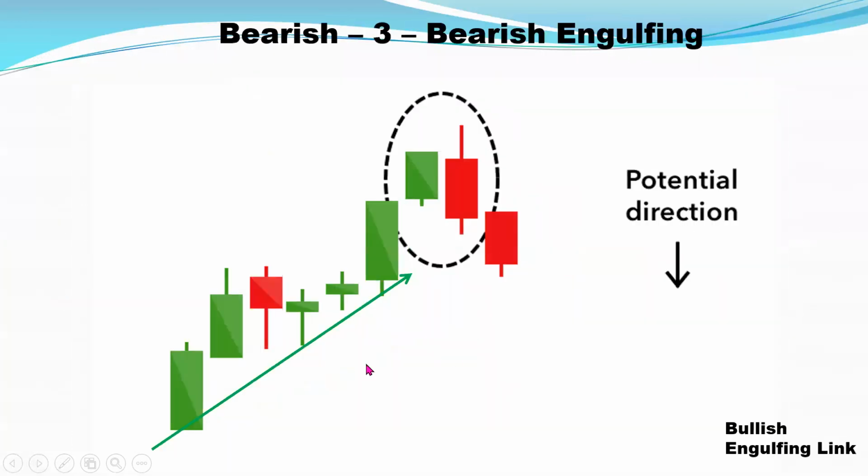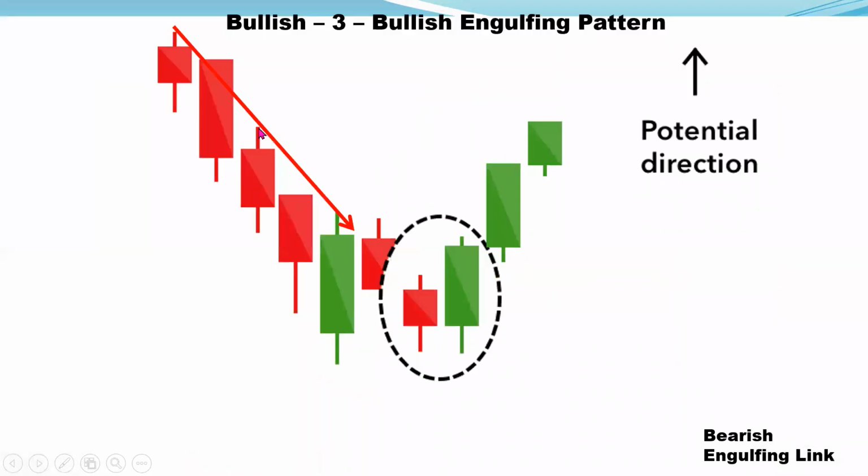Bearish engulfing. What does it mean? This red candle is engulfing the small green candle. So an engulfing candle is formed and the market is going to go down. See the bullish engulfing. Market was going down, a small red candle is formed. Next day, a very large green candle is formed. Bullish because it is green, engulfing because it is engulfing the previous candle. And it is going upward.